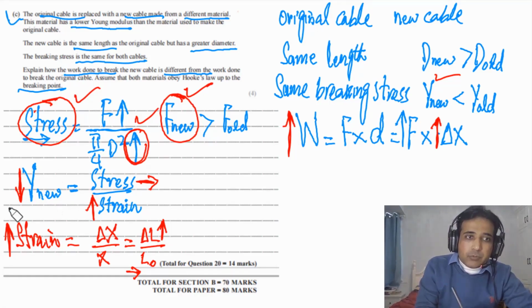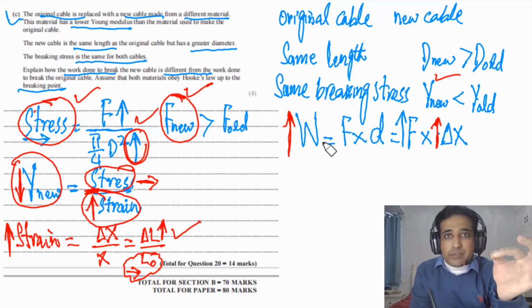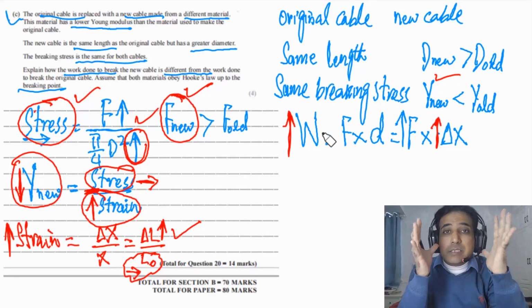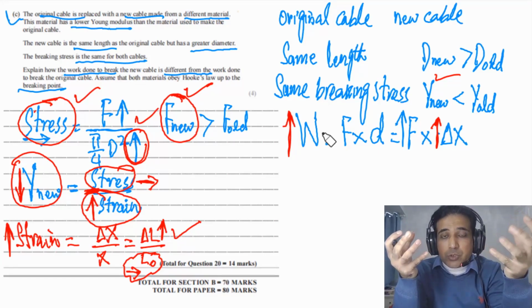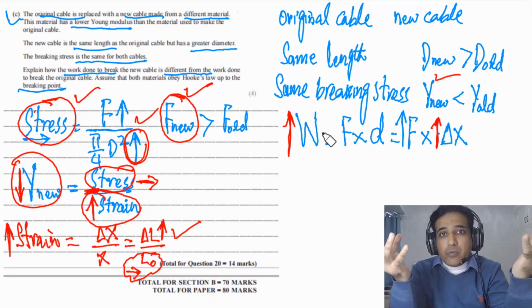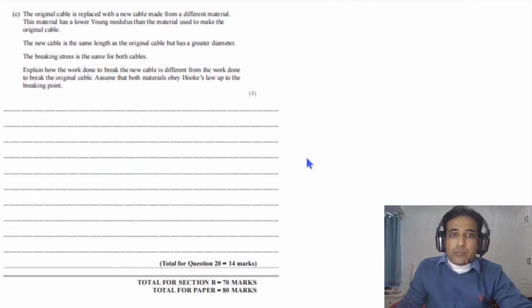Then we can look at Young's modulus. As this value is lower and the stress is the same, strain has to be greater. As strain is greater but original length is the same, it means delta L has to be greater, hence work done on the new cable is greater. So this is a systematic approach you need to develop in yourself to understand physics in a better way. I hope this one is clear to you. Now let me show you the final answer, how you can write it down. I will clear this one and show you.